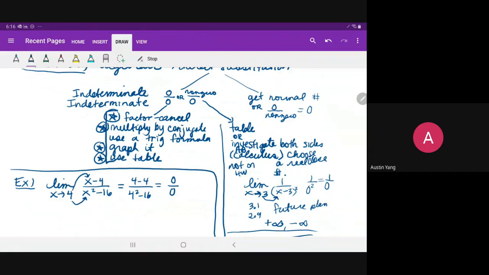Cool, I'm spelling it right. Okay, that's exciting. I didn't think I was spelling it right. Over the years, I've changed my spelling. Okay, so 0 over 0. Now, 0 over 0 means I don't know. It's called indeterminate.